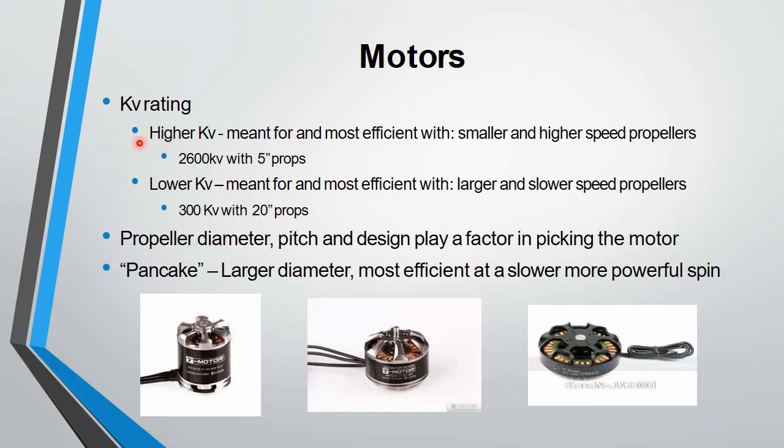In drone motors, kV rating: higher kV is meant for and most efficient with smaller and higher speed propellers, that is 2600 kV with 5 inch props, and lower kV is meant for and most efficient with larger and slower speed propellers, that is 300 kV with 20 inch props. And then propeller diameter, pitch and design play a factor in picking the motor. Pancake, larger diameter, is most efficient at a slower, more powerful spin. So these are the pictures of motors.